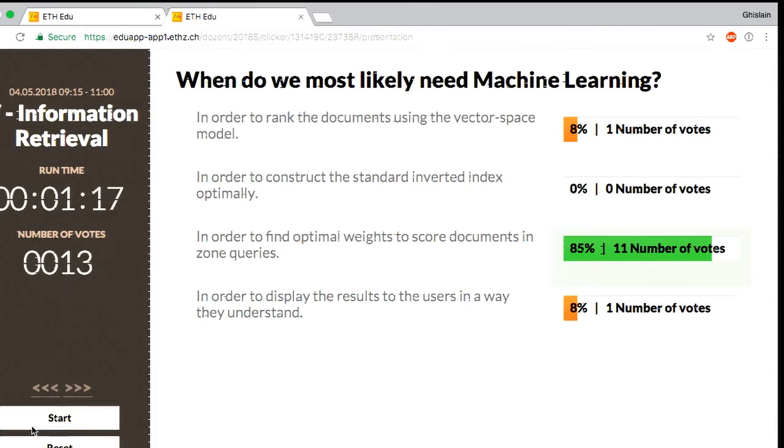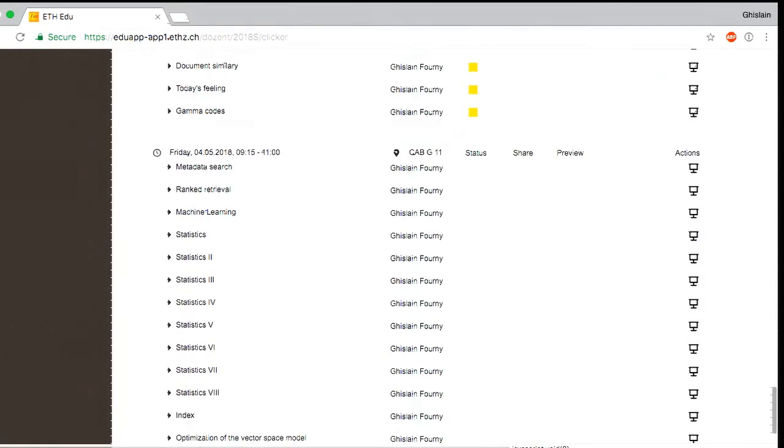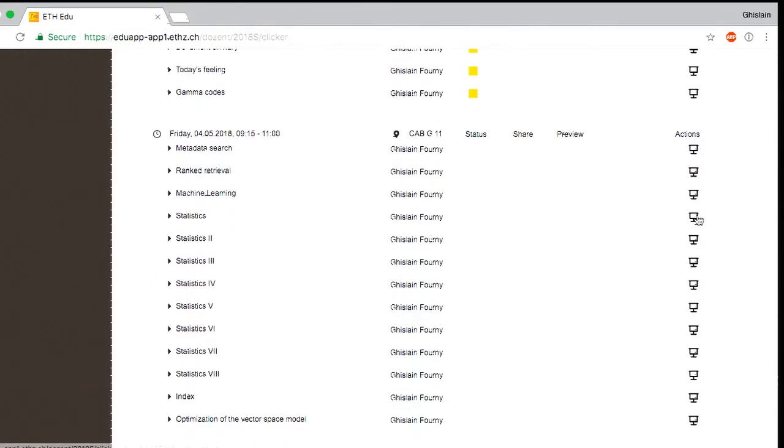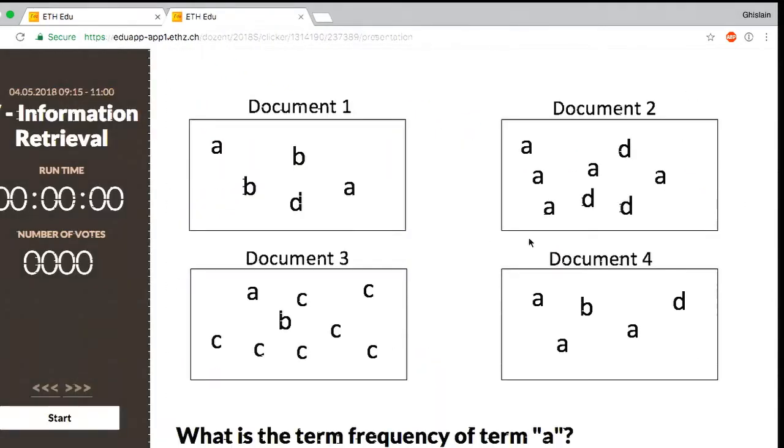Constructing the standard inverted index, you all remember that we don't use any machine learning. And displaying the results to the user is a bit outside of the scope of the lecture, where you can use snippets of the documents to show, but of course, no machine learning in there. Okay, very good.